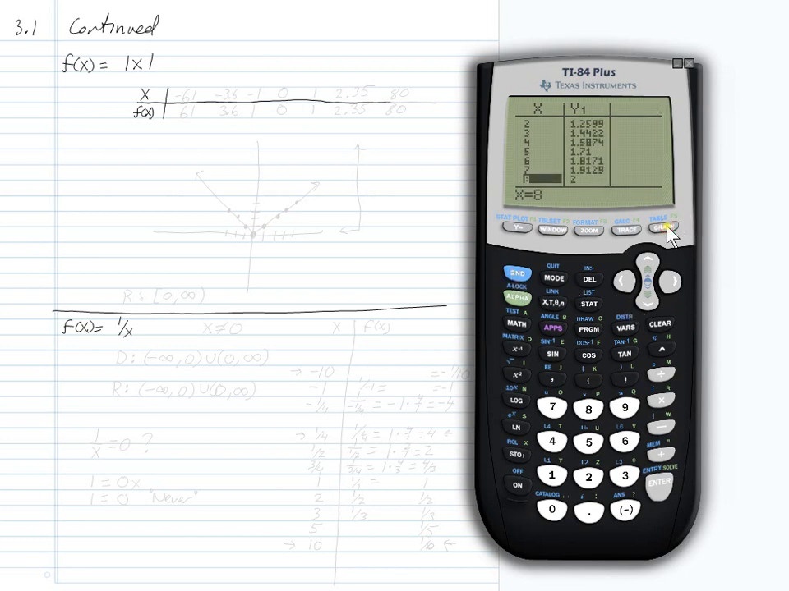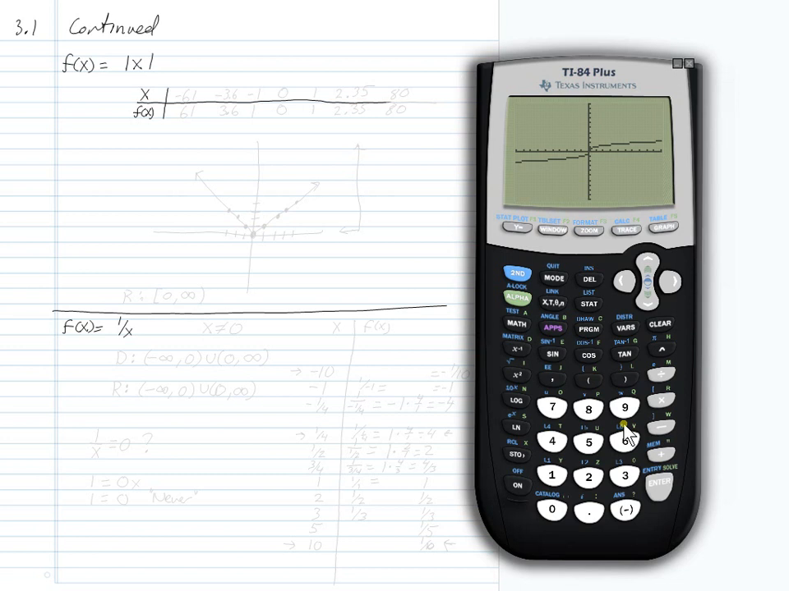Speaking of which, let's look at what this graph looks like. And I'll go back to a standard zoom. And we can see an odd looking function. It kind of increases slowly until it gets to about 1, and then it sharply increases and then slows down again. Let me tweak my window.